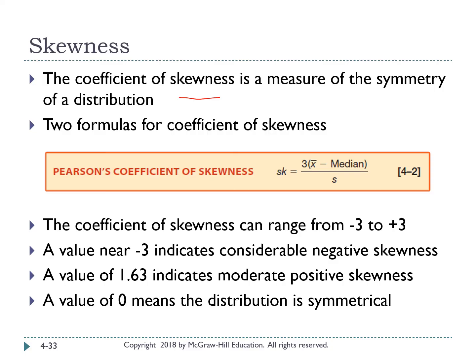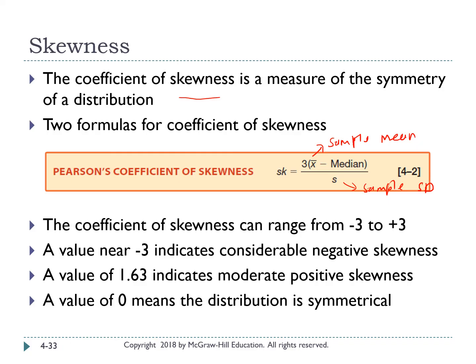So Sk, skewness, equals 3 multiplied by x bar. Remember what x bar is? This is your sample mean. So x bar minus median, over small s. So what is s? This is your sample standard deviation.